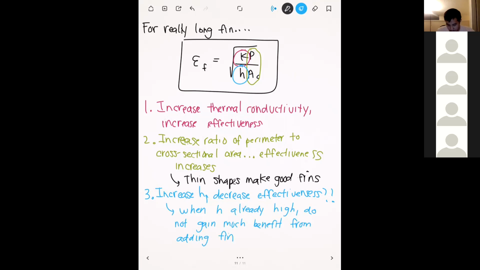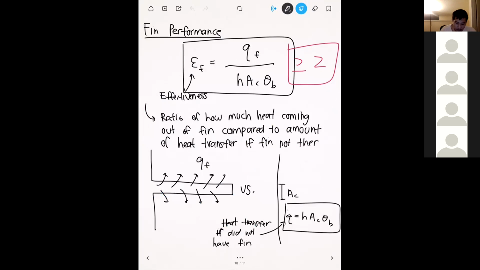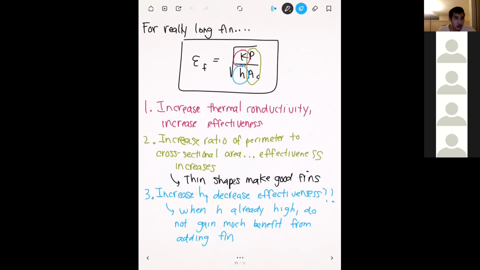Okay. Right. And so if we go back to the situation back here, if we look on the right, say that we had a fluid here with a really high h. If the h is already really high, from this little patch right here, we can already expel a lot of heat. And so when h is already really high, there's really no point in adding a fin because we're not going to get that much benefit from it. And so that's why you have this inverse relationship for h down there.